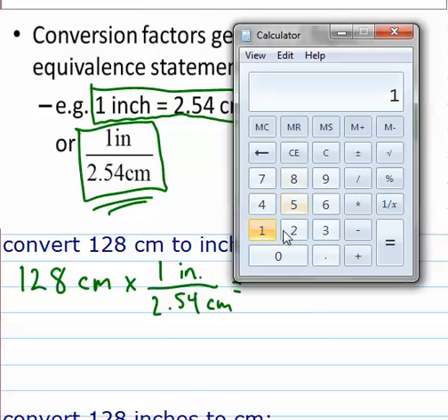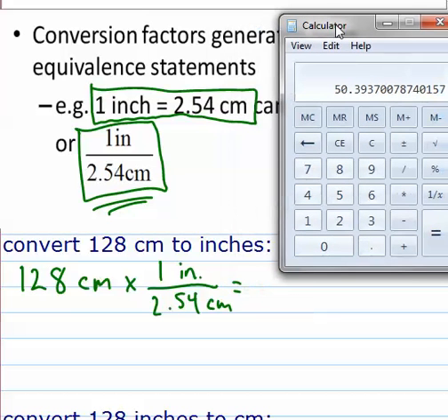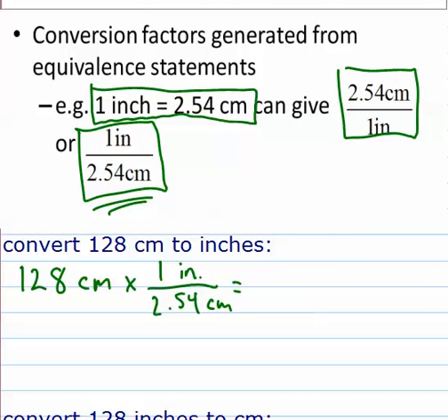And then we will get our calculator, and we will say 128 centimeters. 2.54 is in the denominator here, so we will divide by 2.54, telling us that 128 centimeters is equal to 50.4 inches. So we are given 3 sig figs in our problem, so we will report 3 sig figs in our converted value.